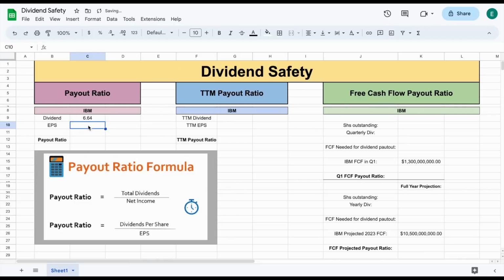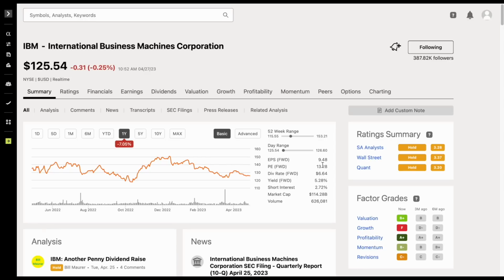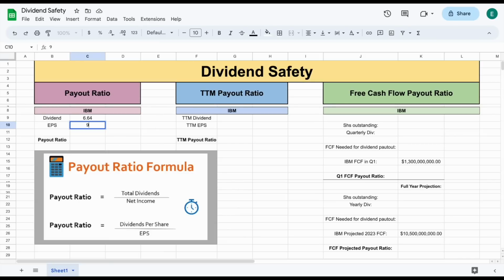and then we need our earnings per share. And by the way, there are ways you can automatically import this into your spreadsheet, but for this video, I'm just going to manually plug it in. So if we jump back over to Seeking Alpha, we can see our earnings per share listed right here for IBM, forward looking 9.48. So let's jump back over to our spreadsheet, plug in 9.48. So now we have the two metrics we need to calculate payout ratio.